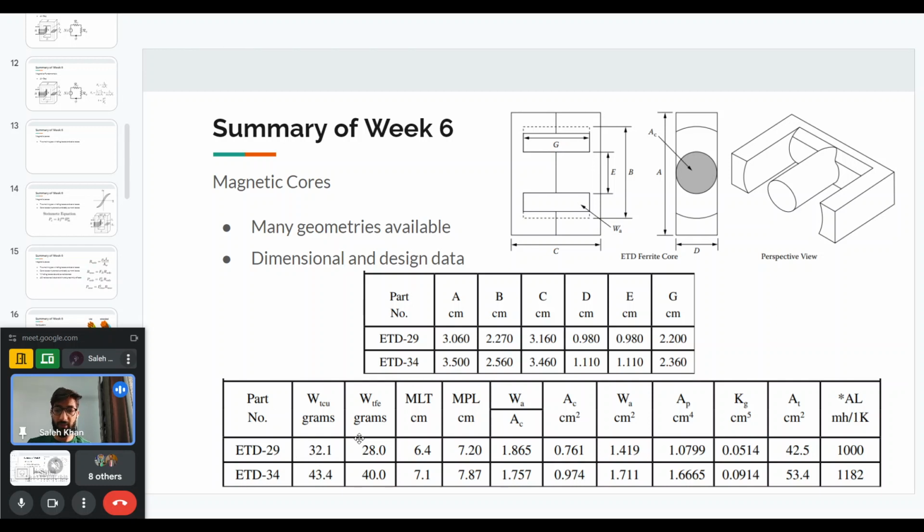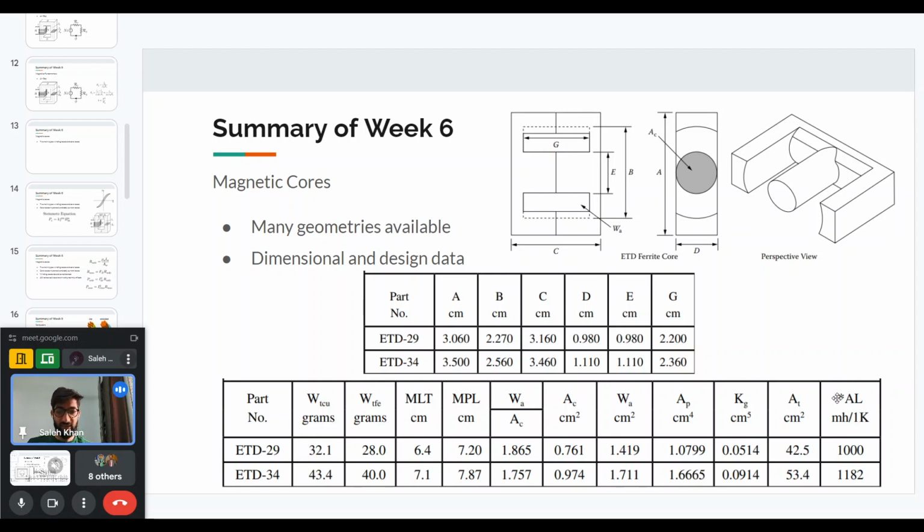It can be about the weight of the core. It will be the mean length per turn, and I'll explain later what this mean length per turn is. And it can be the mean path length, which is the magnetic path length of the core. They will also give us the cross-sectional area of the core, the window area, which is basically this area. They will give the area product, the Kg factor, the surface area, and all these terms will be used later on for analysis purposes.